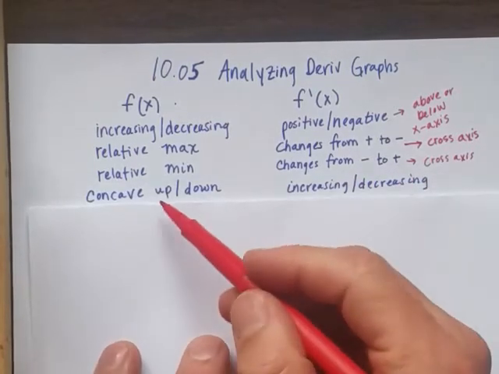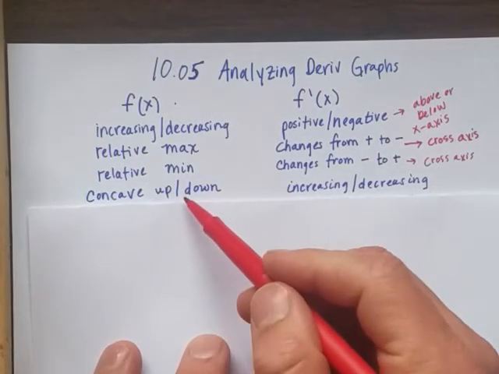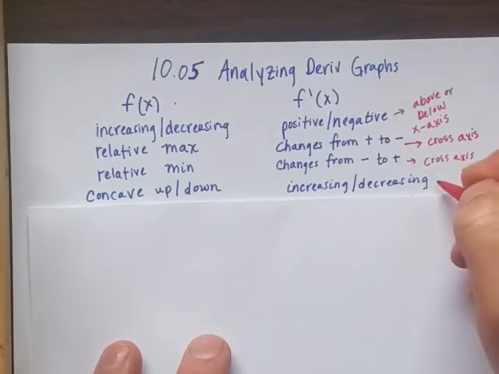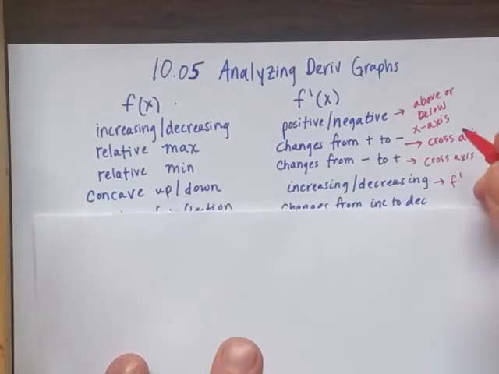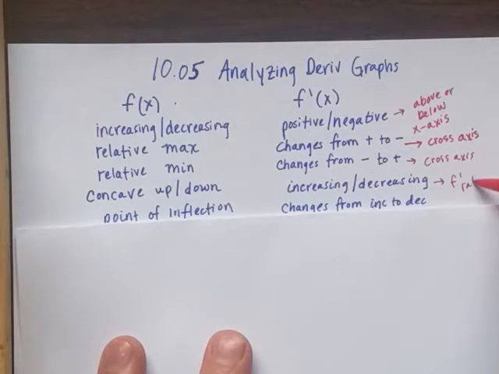And then if our original graph is concave up or down, we know that the slope is going to be increasing or decreasing. Okay, that's like the slope of the slope. So we're actually going to be looking for basically f prime's rate of change.